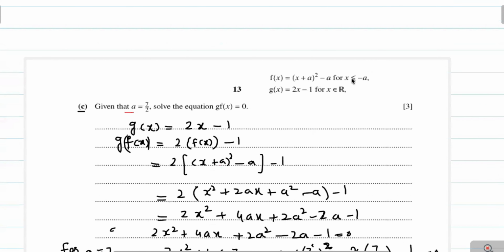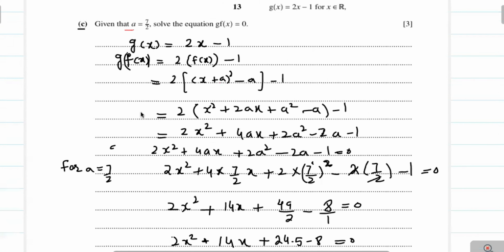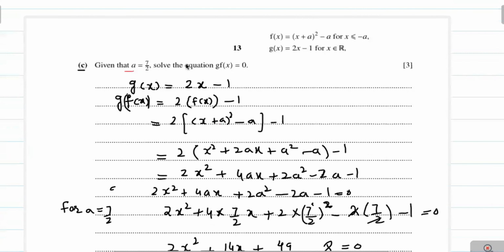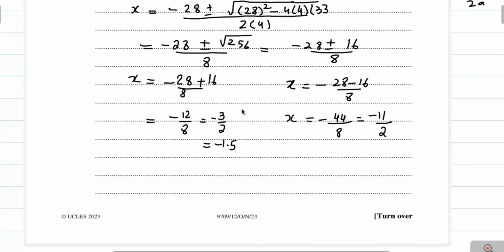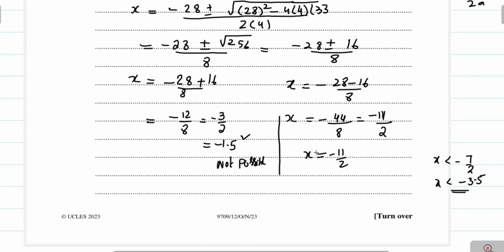The value of x is less than minus a, and the value of a is 7 over 2. You see here, this is 7 over 2. Therefore, the value of x is less than minus 7 over 2, and this value is the greater value, and the less than value of x is less than minus 3.5, and therefore this is not possible, and the answer would be x equal to minus 11 over 2 is the required solution. This is the answer.